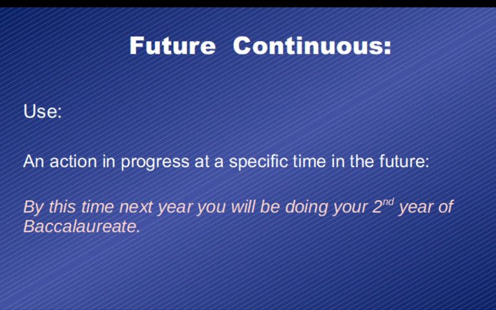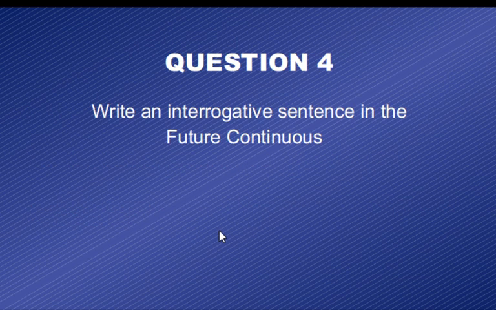For example, by this time next year, you will be doing your second year of baccalaureate. So it's going to be a continuous, a progressive action that won't be finished. That's why we are going to be expressing this future action with the future continuous. And finally, just to finish, please write an interrogative sentence in the future continuous.